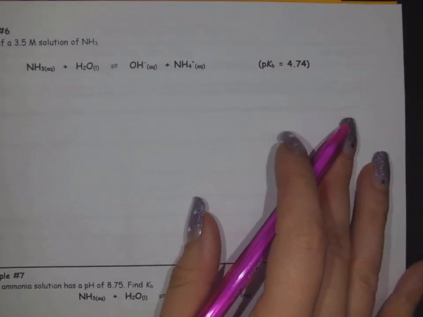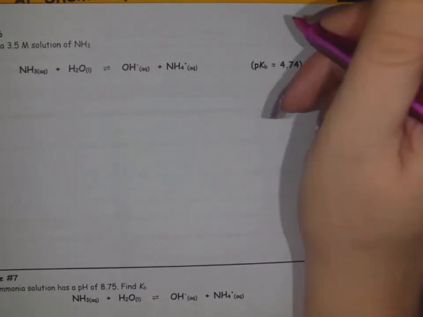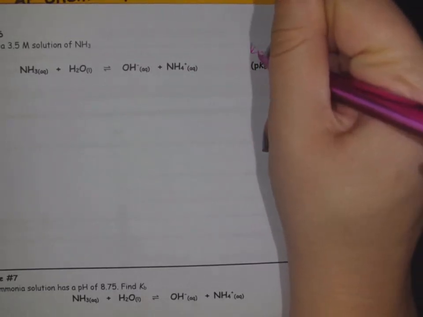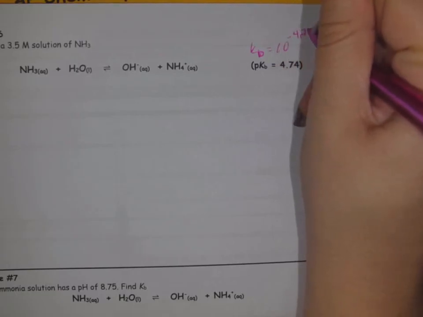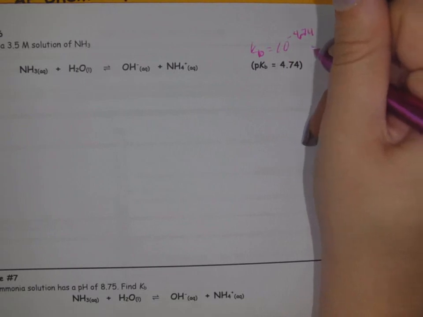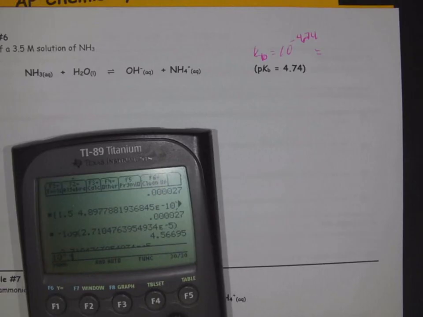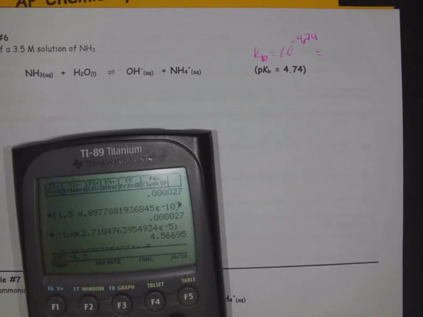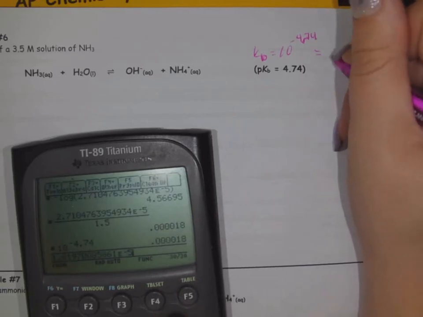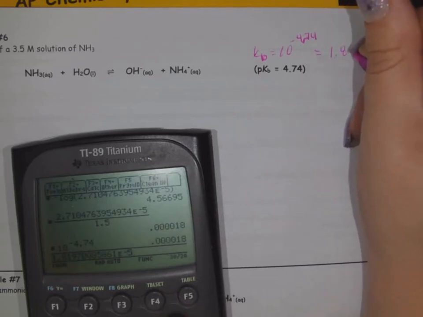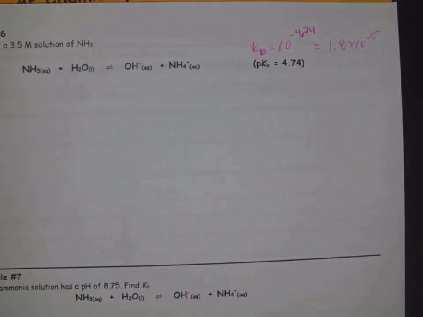Just like before, we're dealing with a Kb. So this is my pKb. To get Kb, we're going to do 10 raised to the negative pKb. We don't have to equal this out, we can just plug it in that way, but it's helpful for my mind when I see it written in more of a standard form. So I get 1.8, etc. times 10 to the negative 5. All right, beautiful.